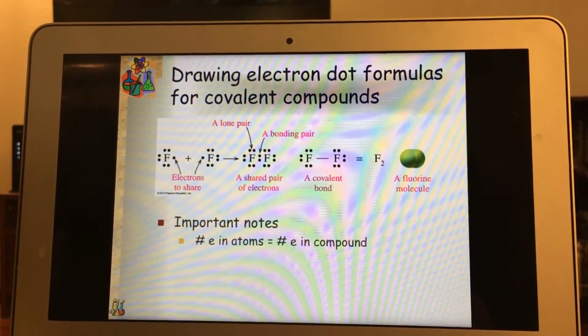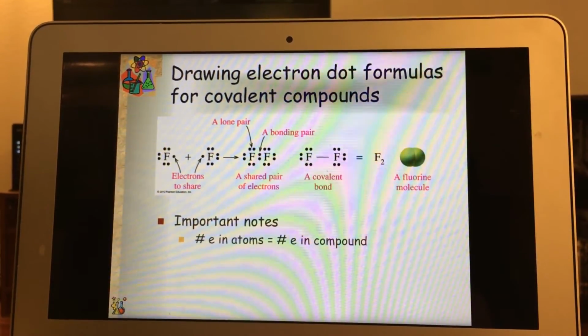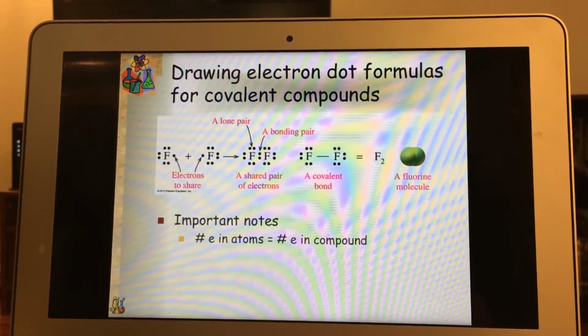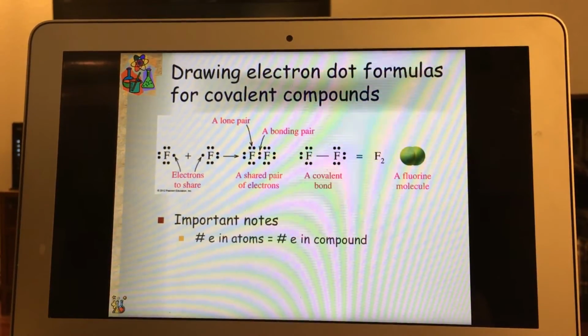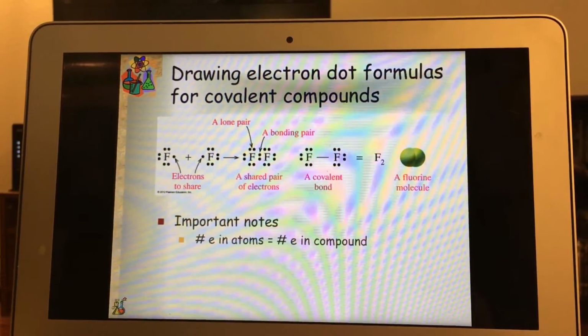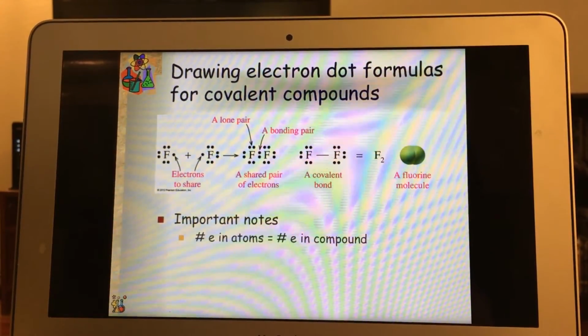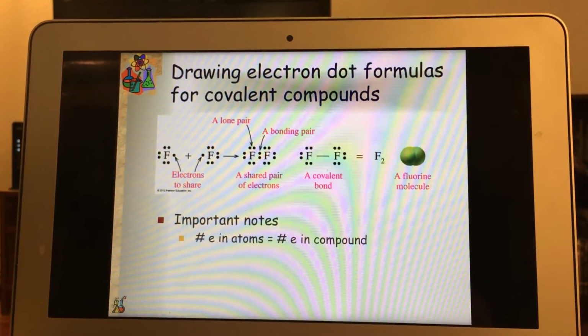Some important notes. The number of electrons or valence electrons that are in the individual atoms before you draw the Lewis structure should be equal to the number of electrons that are in your final compound. We're going to follow the law of conservation of mass and not add any electrons or lose any electrons.